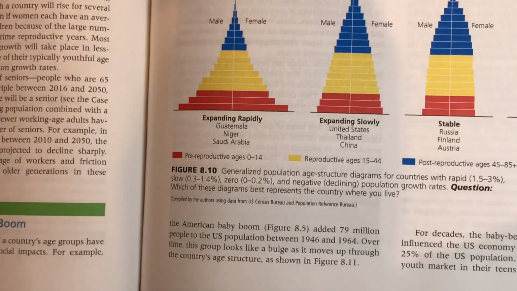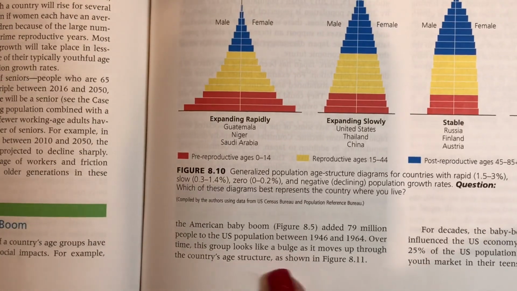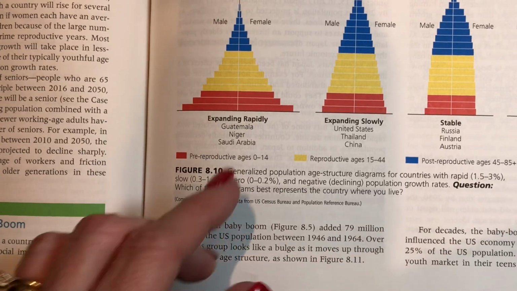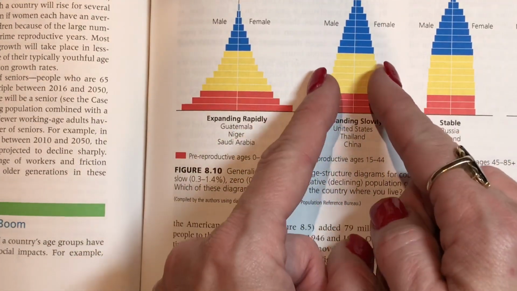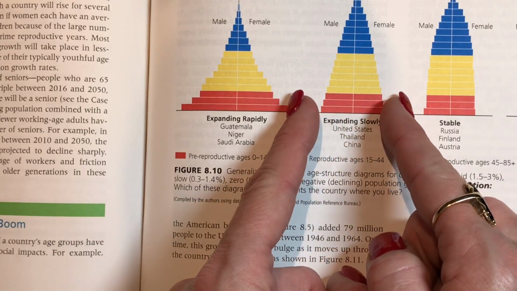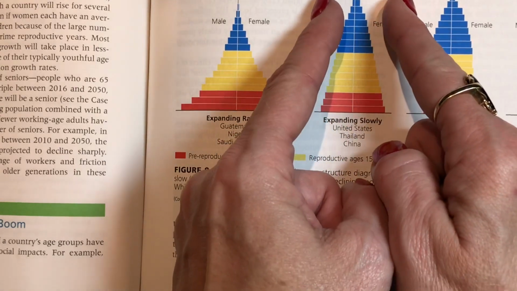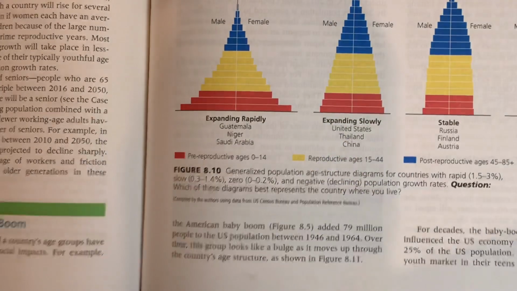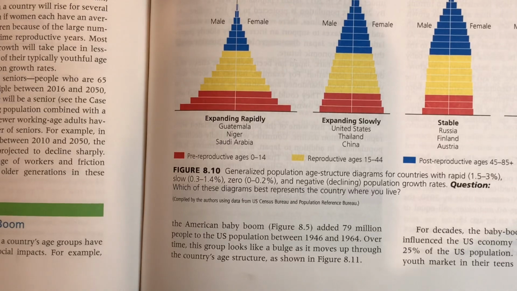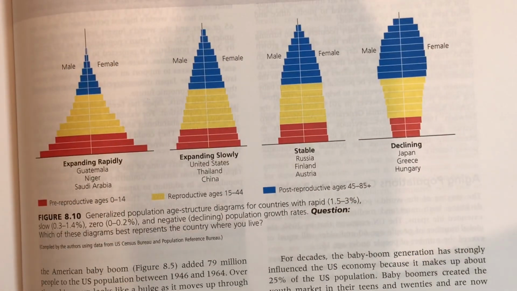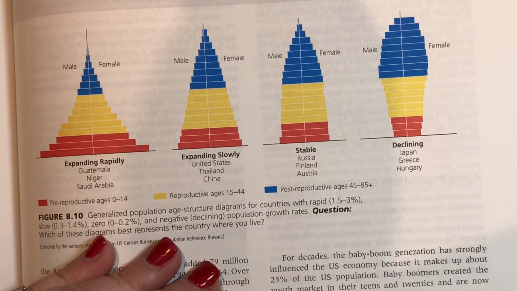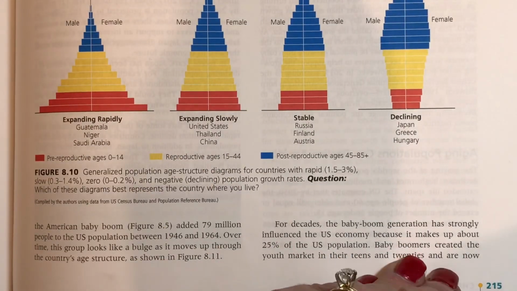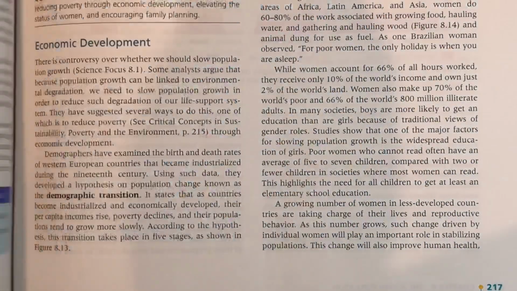So it added 79 million people to the U.S. population between 1946 and 1964. Over time, this group looks like a bulge as it moves up through the country's age structure. So imagine something that looks like this, but this part is fat, and then it continues to stay fat as it goes up here. So we now have this chunk of retirees up here who are from this boomer generation. For decades, the baby boom generation has strongly influenced the U.S. economy because it makes up 25% of the U.S. population. That is huge. So they drove the youth market in their teens.